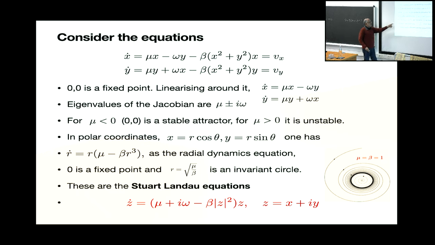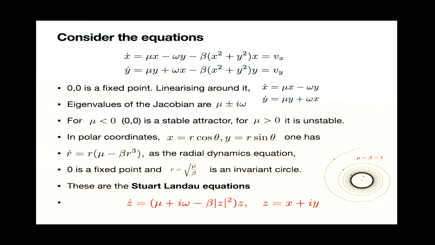A little analysis tells me that this is a representation of the same two equations. If it's a representation of the same two equations, from here I can figure out that r equal to 0 is a fixed point, and then, maybe it should have been a square over there. Sorry about that, it should be the square. So square root of mu over beta is an invariant circle. Read this as 2. It should have been obvious also because it's x squared plus y squared, r squared.